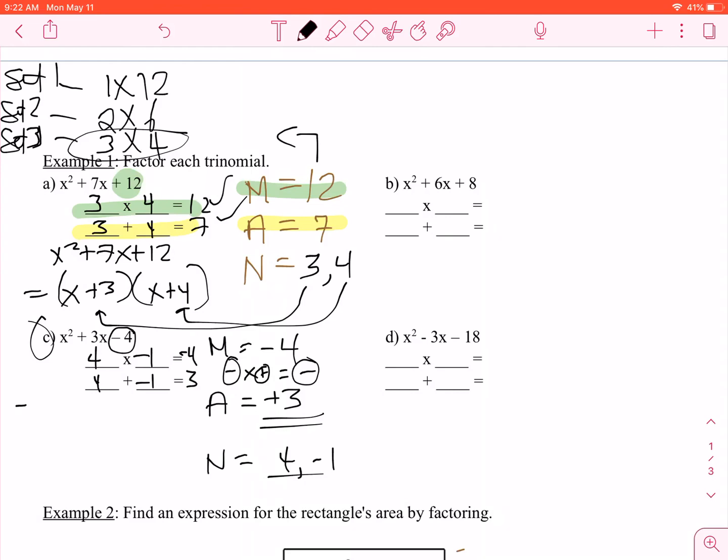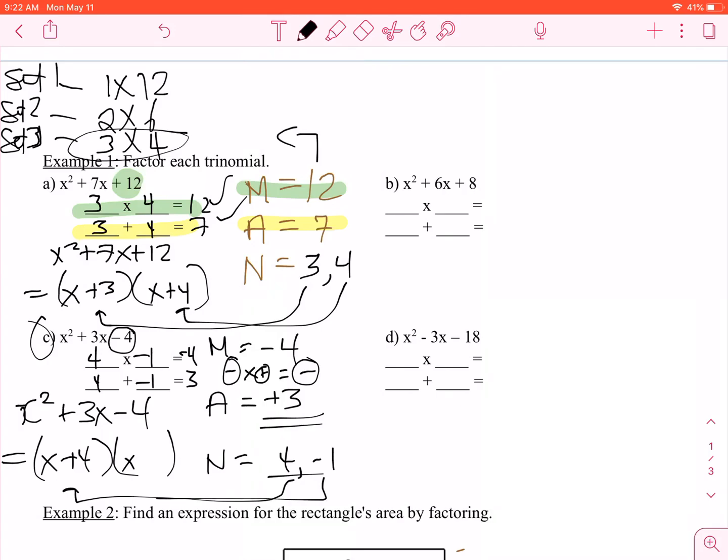Okay, so in terms of writing this out, we would have x squared plus 3x minus 4. Okay, we know each binomial will have an x at the beginning, and then we just fill this in. So we have a positive 4, negative 1. This is now completely factored.